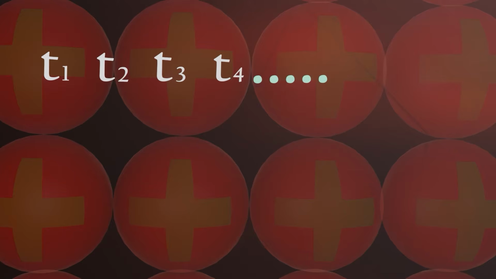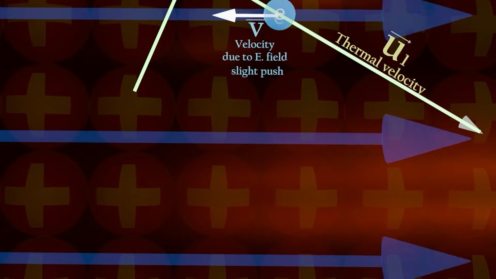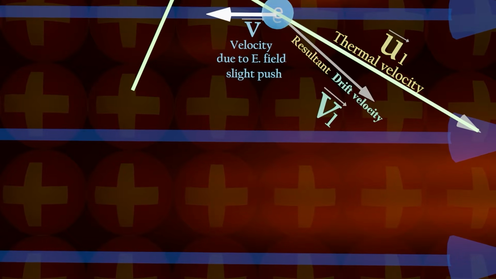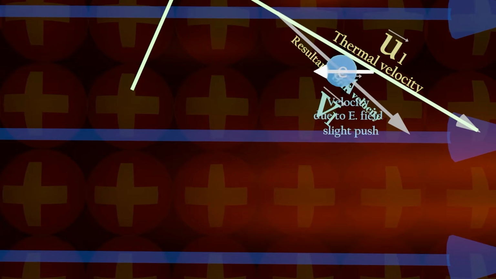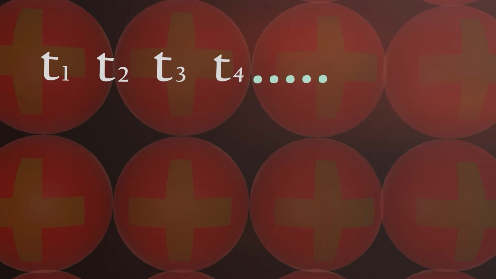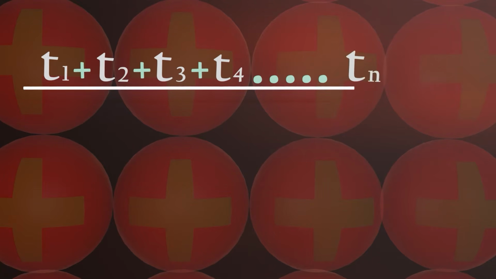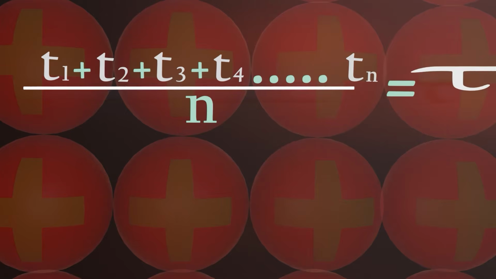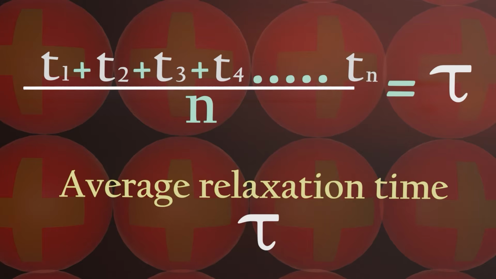But wait, why is this relaxation period so important? Because the electric field can influence an electron only while it moves freely, that is during this relaxation time. To simplify, we take an average value for all electrons by adding all relaxation times for n electrons and dividing by n. This average value is denoted by tau and is called the relaxation time or average relaxation time. And this tau tells us the typical duration for which electrons move freely before colliding.